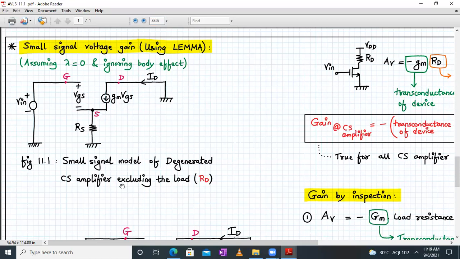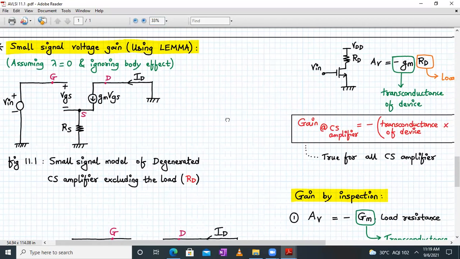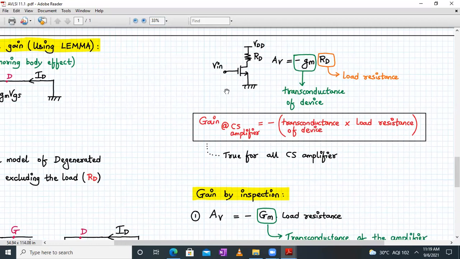We have just drawn the small signal model of a degenerated CS amplifier excluding the load RD. Right now, the gain of a CS amplifier is given by minus gm into RD, where RD is the load resistance and gm is the transconductance of the device. The gain of a CS amplifier will be given by minus the transconductance into the load resistance, which is true for all CS amplifiers with different loads. It doesn't matter.